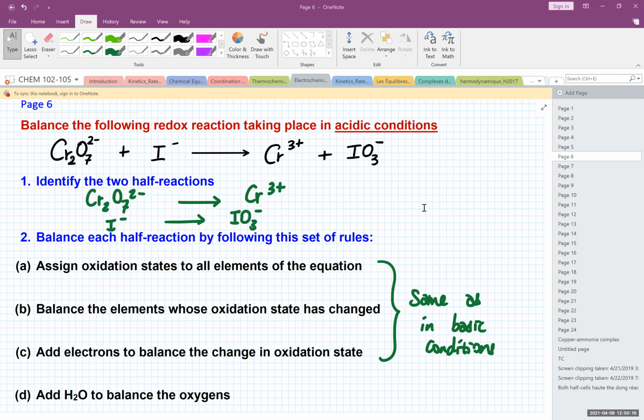Olivia? Hi, so in high school, I remember doing this, but the steps were in a different order. So we were balancing the O and the H and then adding electrons after. Does that work, or is it supposed to be this way?